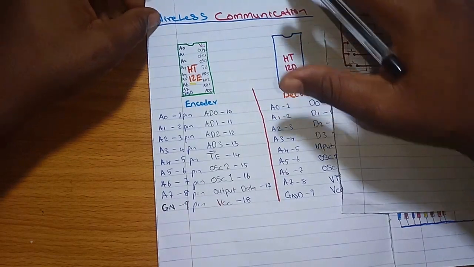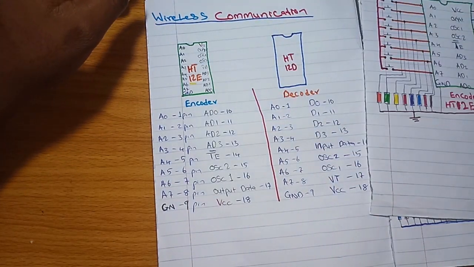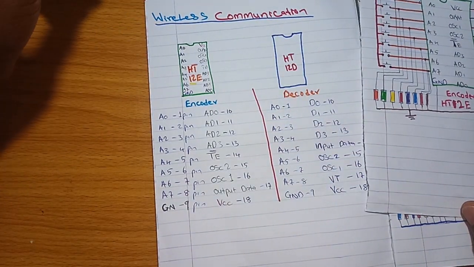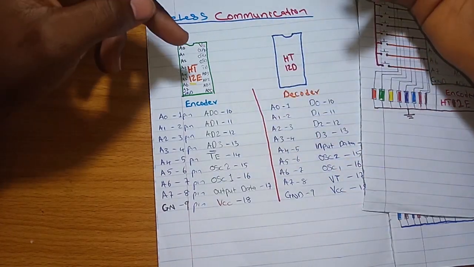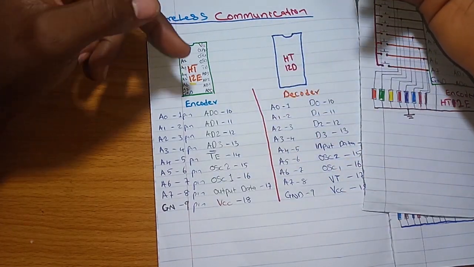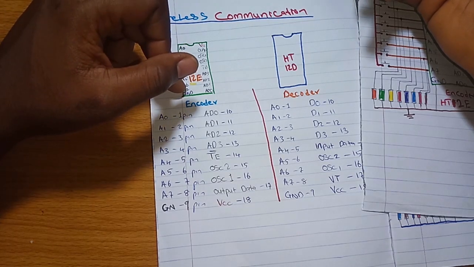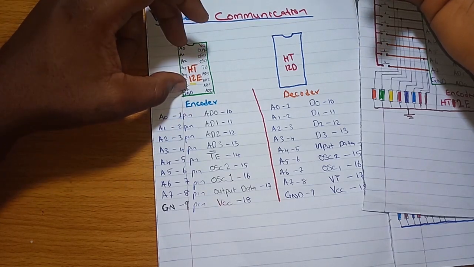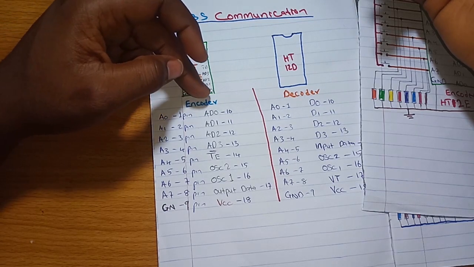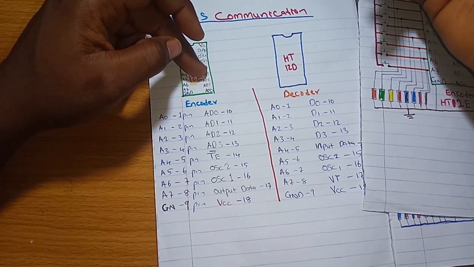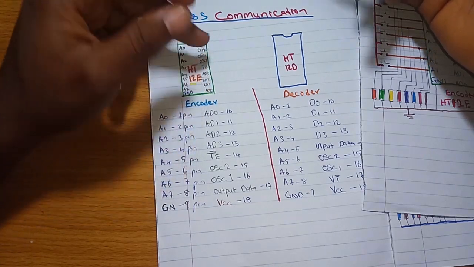Okay, so I will show you a typical example of what I mean before we go to the practical aspect. But first of all, let me explain all the pinouts. Like I said, A0 to A7 is the address line. It is used to set the address, and pin 9 is the ground. AD0 to AD3 is the data line, the address data line.